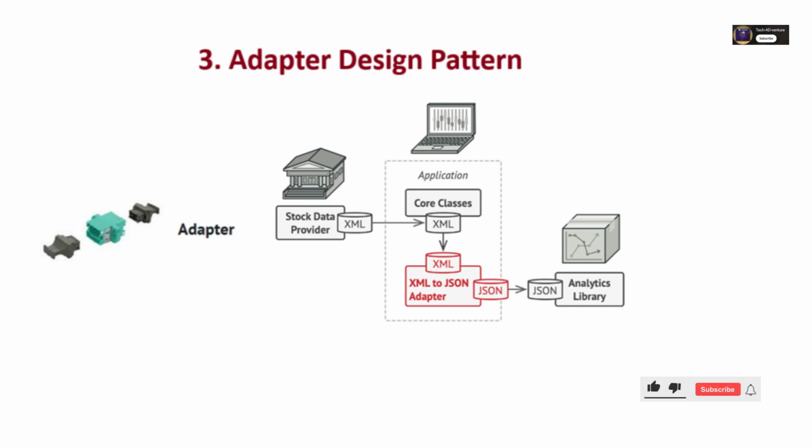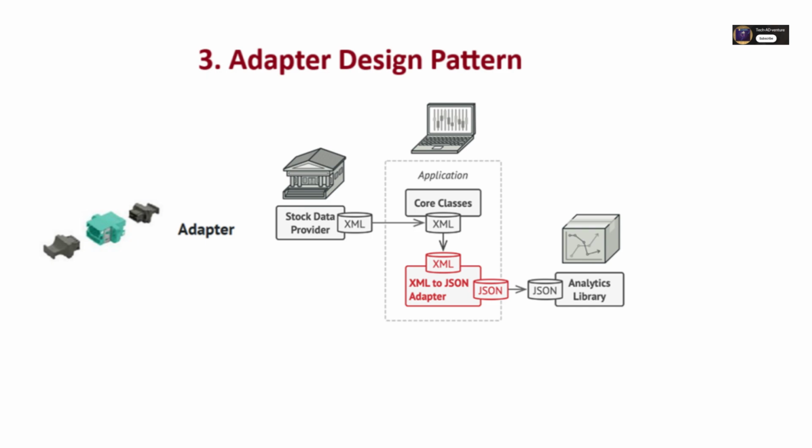It acts as a bridge between two incompatible interfaces. Steps to implement adapter pattern. Create an interface. Define the target interface that the client expects. Implement the adapter. Create a class that implements the target interface and wraps an instance of the class with the incompatible interface. Use adapter pattern when you need to integrate a class with an incompatible interface into your system, such as using legacy code or third-party libraries.